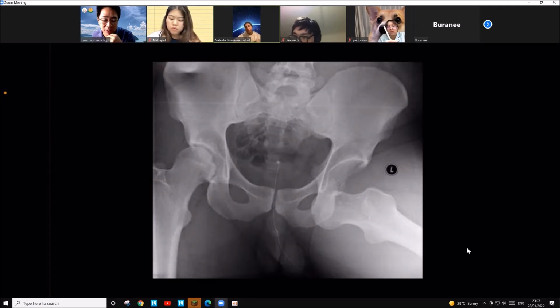And you can see the lesser trochanter quite obvious. That means the hip is externally rotated. So abduction, external rotation, right? This is a classic anterior dislocation, and the head is in the obturator foramen. You see this foramen? This is obturator type. So this is anterior dislocation, obturator type.